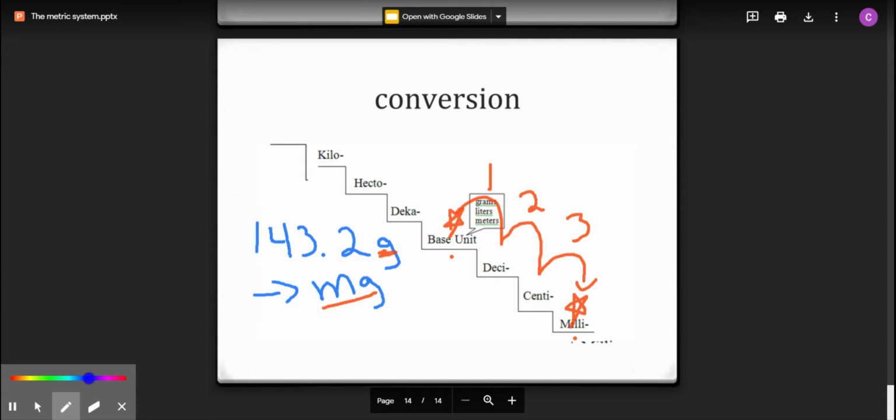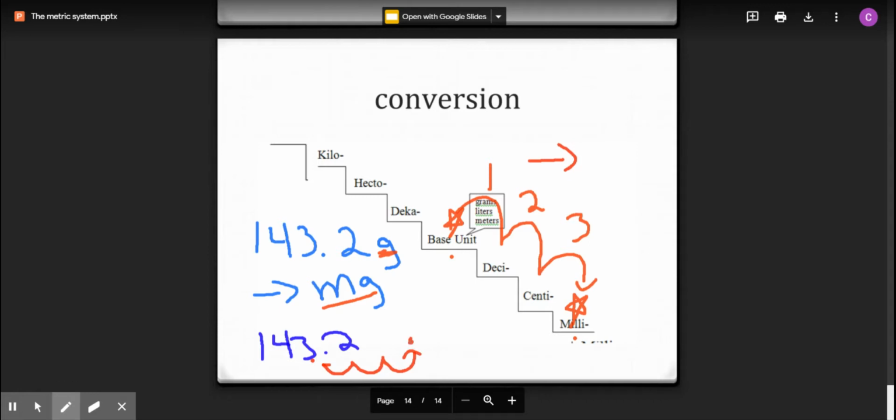I'm going to rewrite it down here so I have room to work. 143.2. All right, so I'm going to start here with my decimal point, and I'm going to move my decimal point whatever direction I'm going on the stairs. In this case, I'm going down the stairs, which means I'm going to move to the right, or at least my right. So I'm going to move this decimal piece over 1, 2, 3. So this is my new spot.